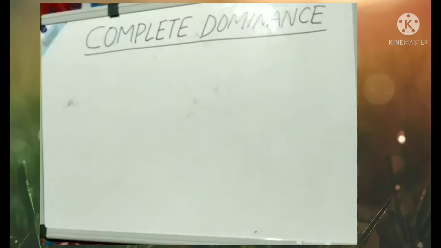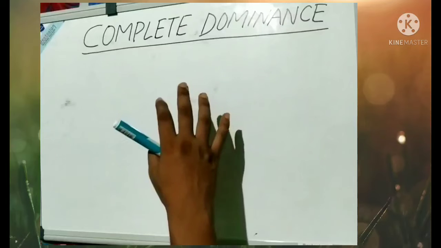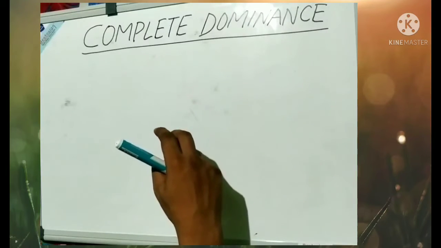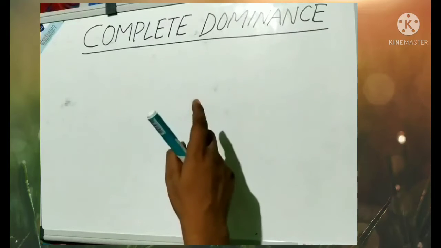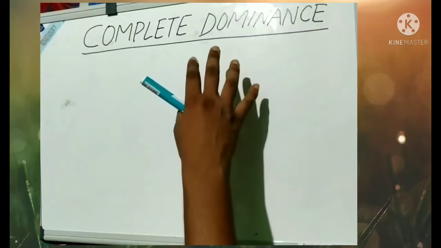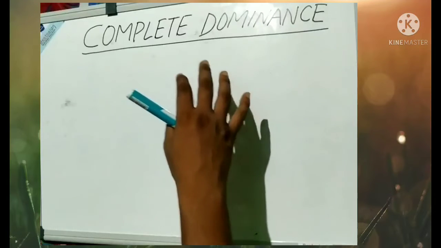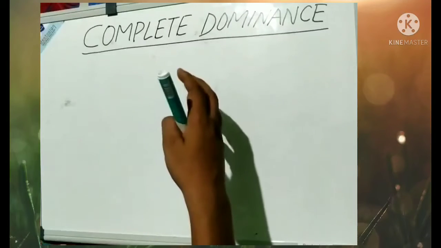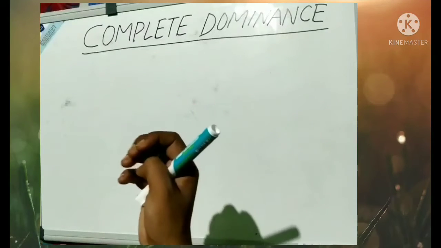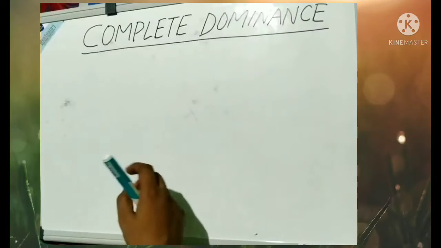In this video, we are going to talk about complete dominance. You must have heard about the law of dominance in Mendel's first law. Okay, so that is called complete dominance. It is a phenomenon of inheritance in which one of the alleles of a gene will be dominant over the other. The other allele will be recessive, which will not express itself in the presence of the dominant allele.